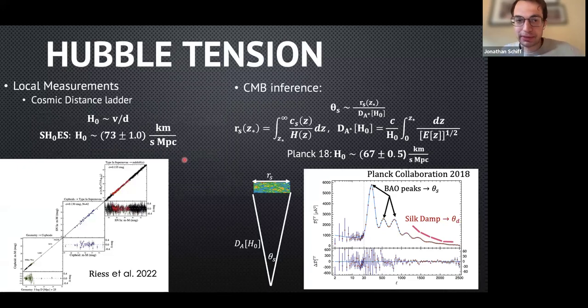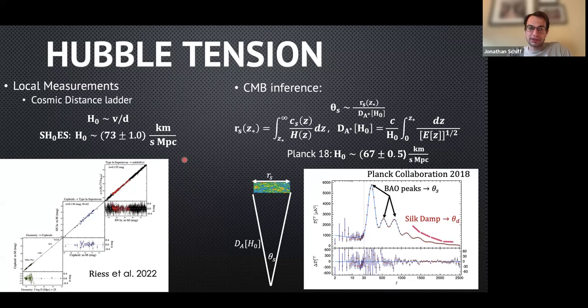So, a very brief introduction to the Hubble tension for those unfamiliar. It's a disagreement between late direct measurements of the present Hubble expansion rate H0 and early universe inferences from the statistics of the fluctuations in the CMB.